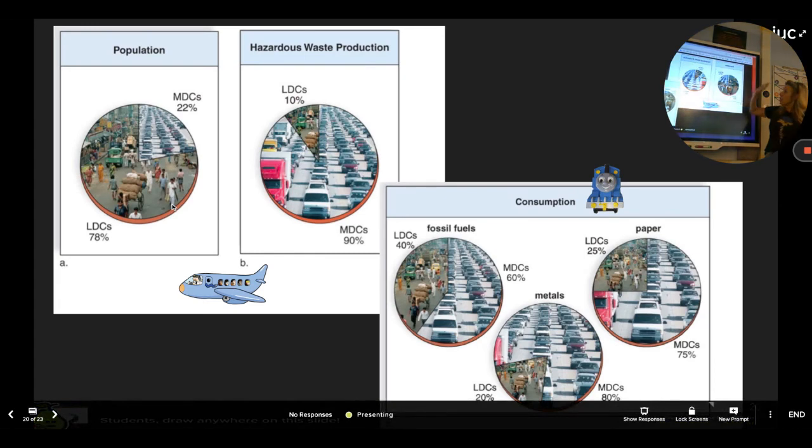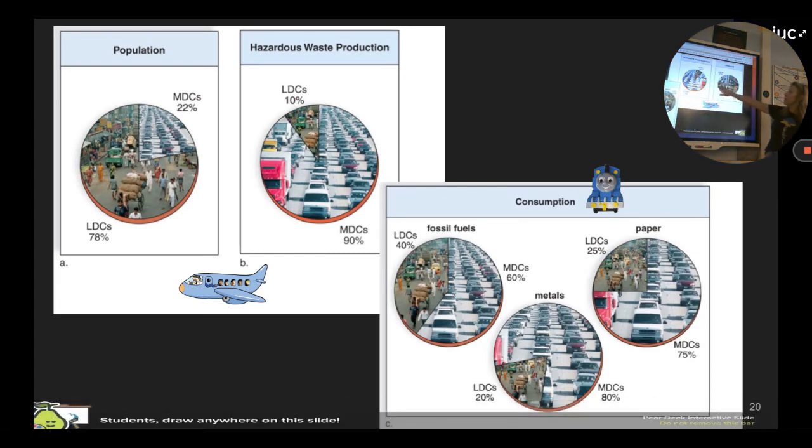All right. So we already talked about this. It's the MDCs who make the hazardous waste, even though they're the smallest portion of the population. We use the most fossil fuels, the most metals, the most papers. So, cautionary tale.